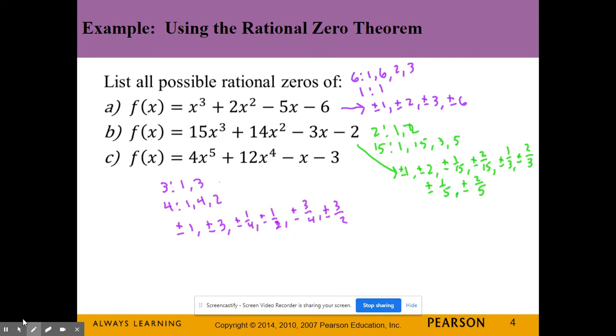Keep in mind, if you made a mistake, I'm assuming what it would be is that you're also doing factors of 4 divided by factors of 3. It only goes one way. It's just the factors of the constant, which is P, divided by factors of Q, which is 4. So, for instance, if you had 4 divided by 3, that's flipped. It's the wrong way. So like 4/3 would not be part of your list, for instance. All right, let's take a look at the next one.